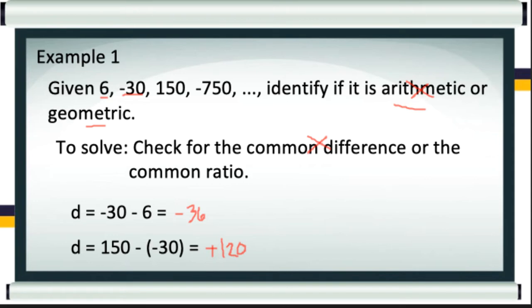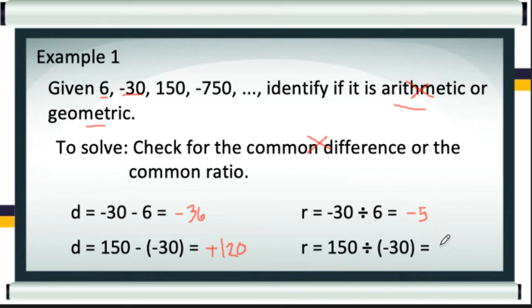So let's have the same values we did in the D. So negative 30 divided by 6, and that is negative 5. Then let's solve the other one. 150 divided by negative 30, and that is negative 5. And by looking at it, both answers are the same. So we can conclude that this sequence is a geometric sequence.